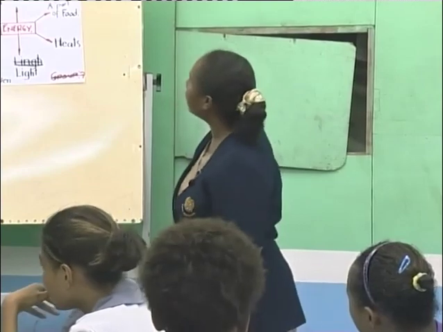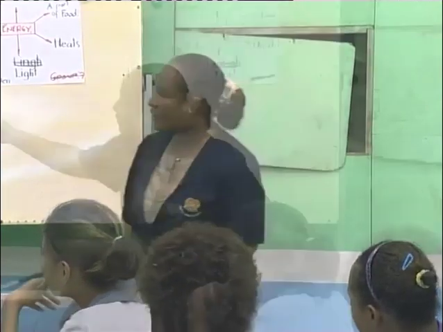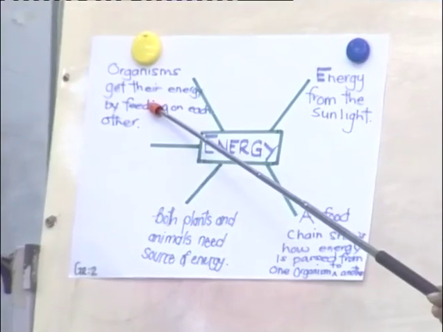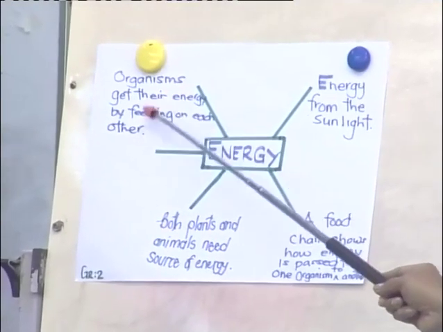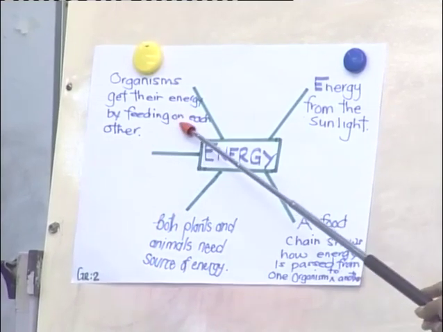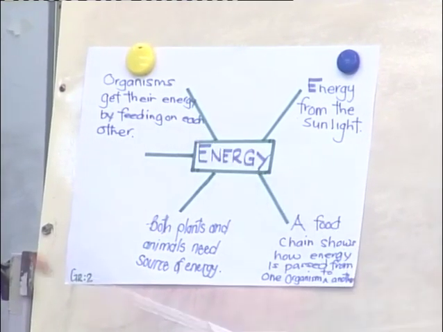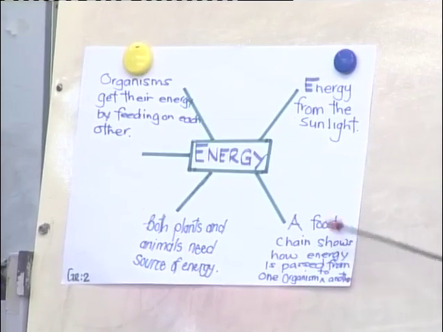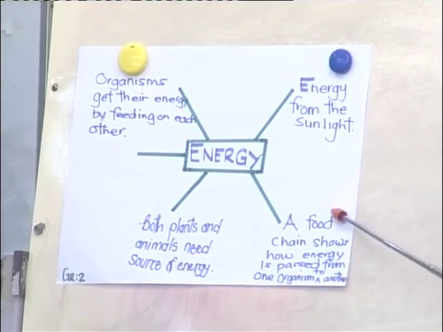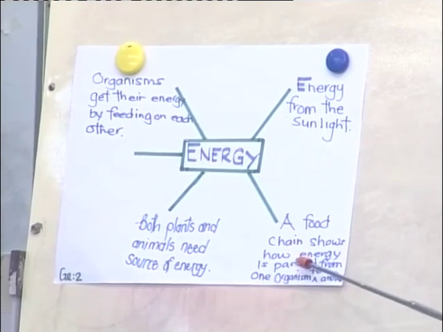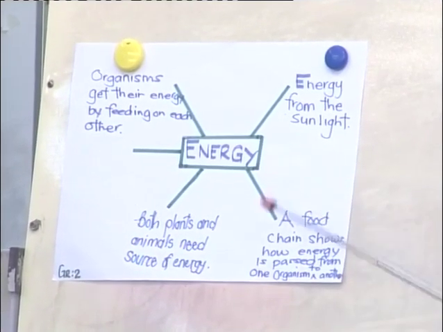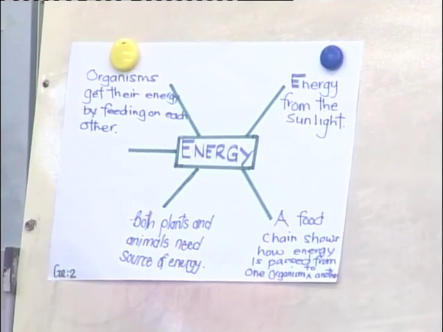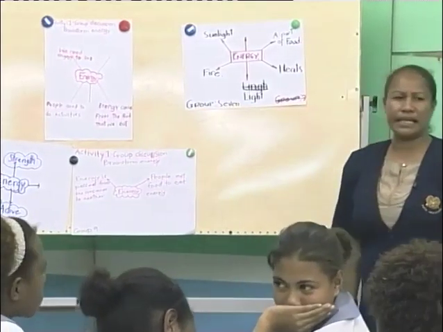Okay, can we say energy is food? Let's find food here. Any food in these charts? Feeding. When we talk about feeding, does that relate to food? Organisms get their energy by feeding on each other. A food chain shows how energy is passed from one organism to another. This group is really talking about living things, plants and animals, that relates to energy. Okay, good. Food here. We need energy to live. What does that mean? We need energy to live.